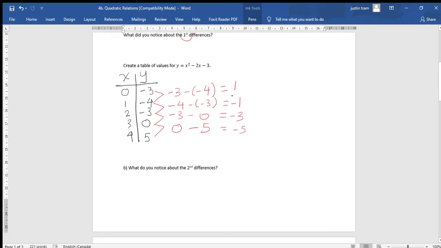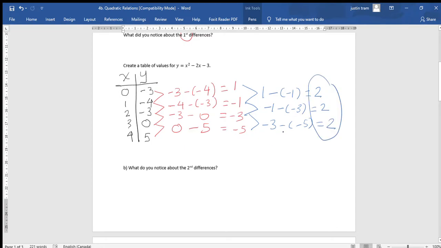Looking at that, are the first differences the same? No. Let's check the second differences. Okay, so I follow the exact same steps. So I'm going to have 1 minus negative 1. What does that give me? 2. Negative 1 minus negative 3, 2. And then negative 3 minus negative 5, also 2.